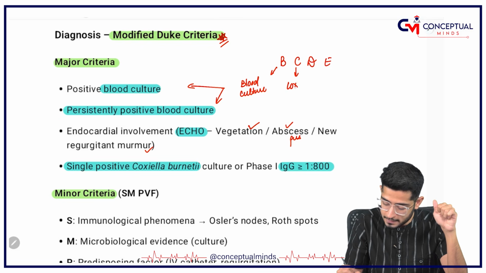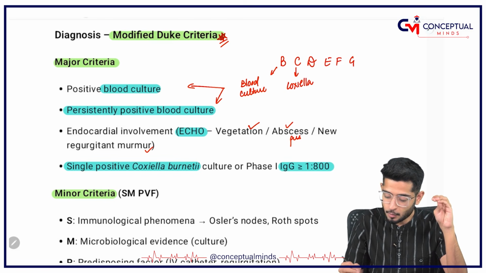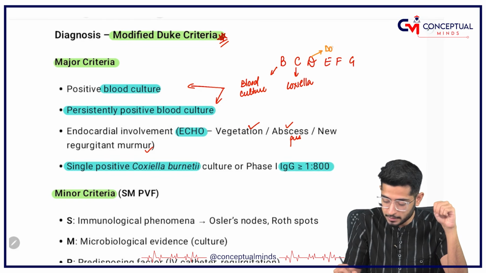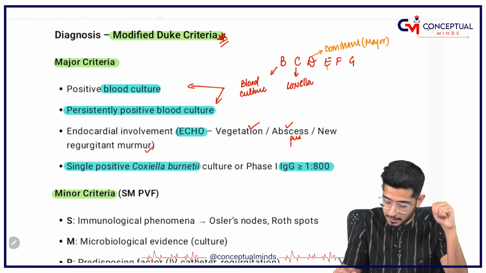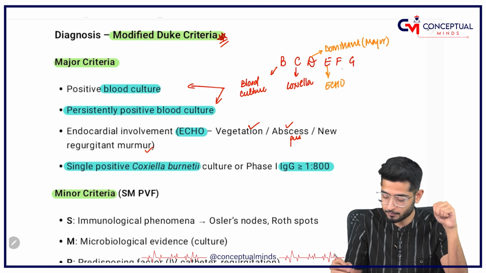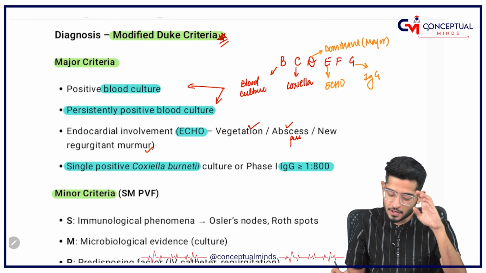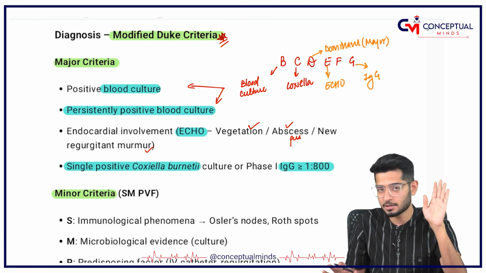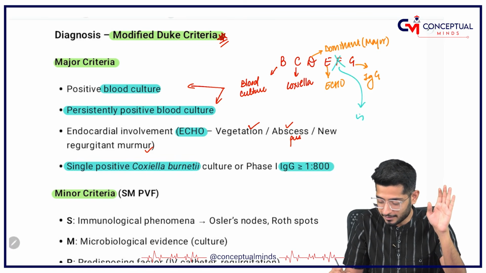C for that organism, even one, okay. What is D? D means I am talking about dominant criteria or the major criteria. E, what is E? Echocardiography is going to show some things. What is G? That is IgG. So this is about the Duke's criteria, major criteria. F has no role, okay. F you can forget.